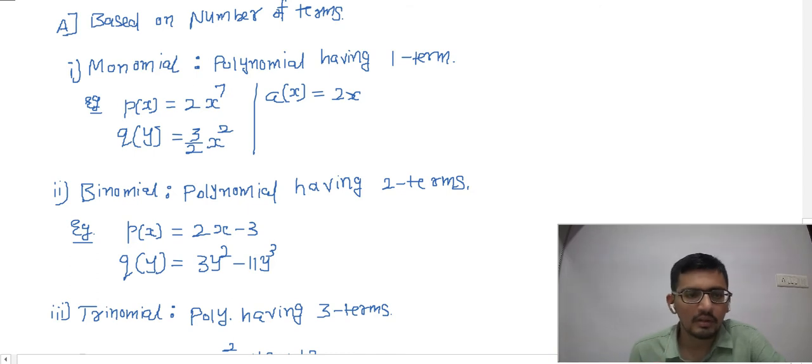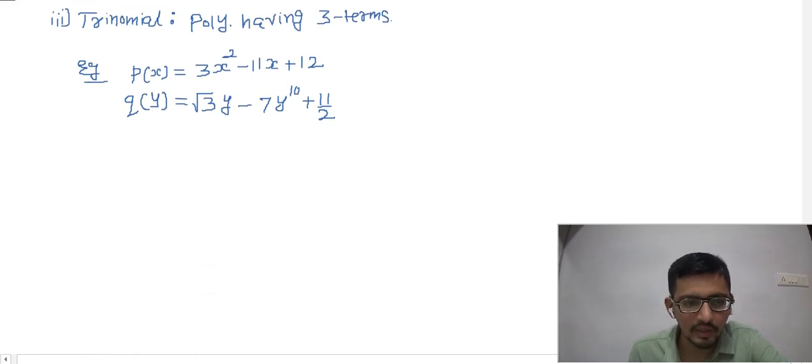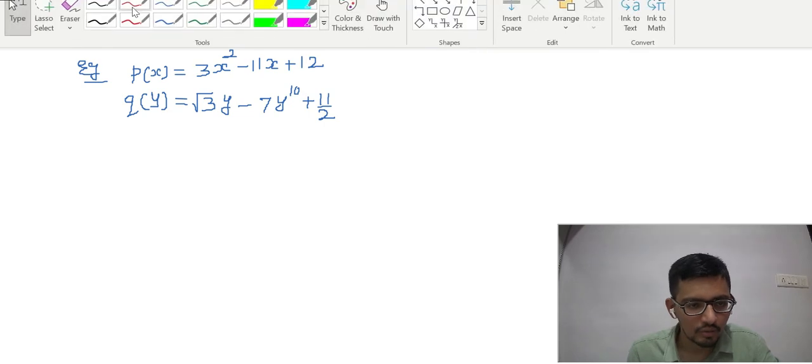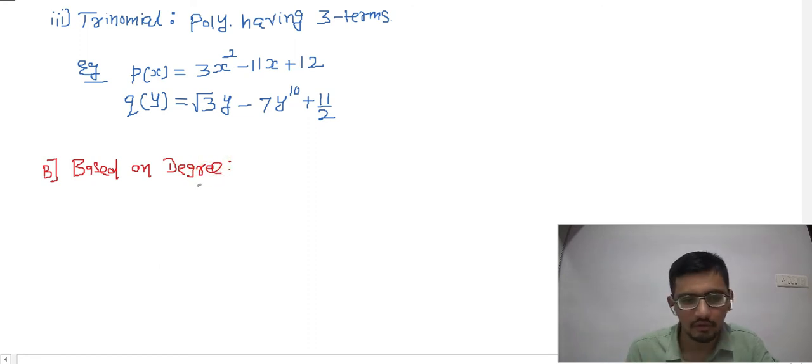Now the B part is what is coming, based on the degree. Now what is the meaning of degree? Degree means highest power of variable. So if I am writing here, B part, types of polynomial based on degree. Okay, degree means what? Highest power, and of course power means I'm talking about power of variable.